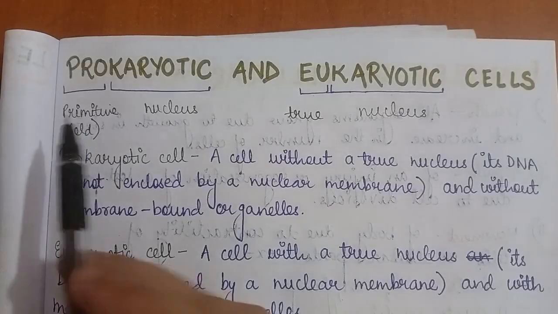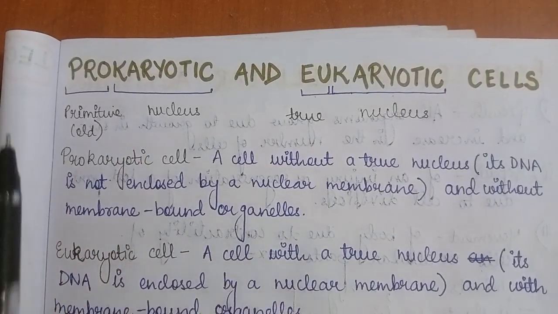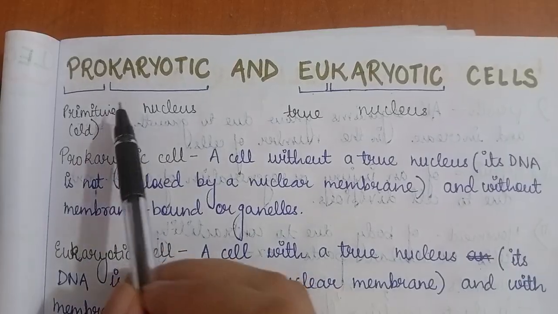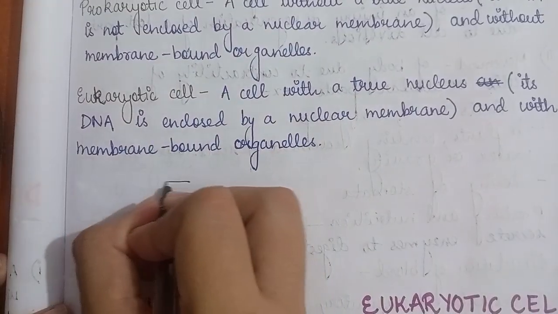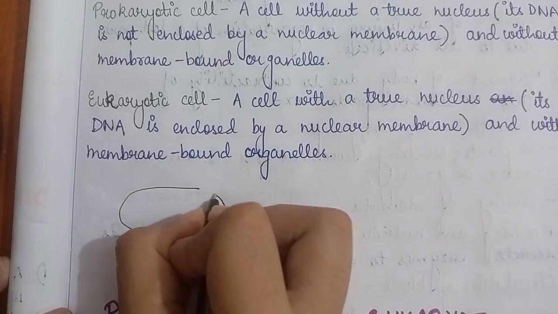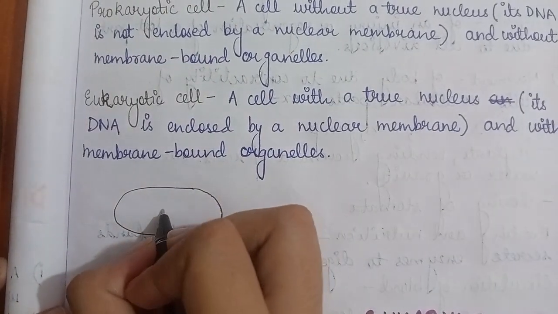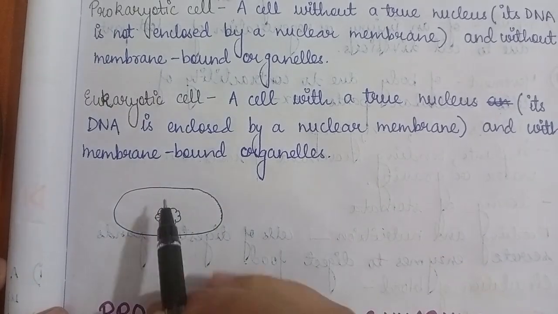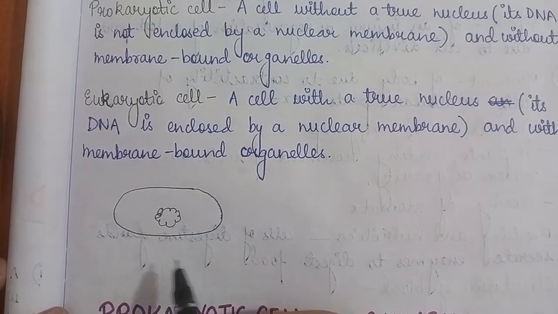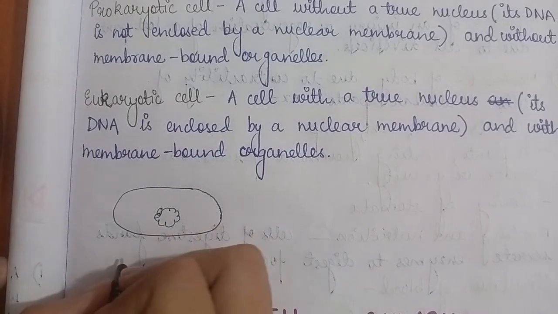Now what does this primitive or old or false nucleus mean? It means that suppose this is our prokaryotic cell, and whatever DNA is present, it is not enclosed by a nuclear membrane, it lies freely. This is a prokaryotic cell.